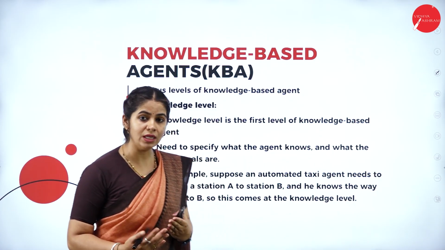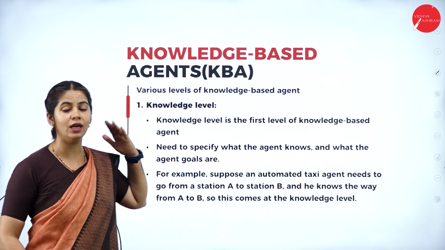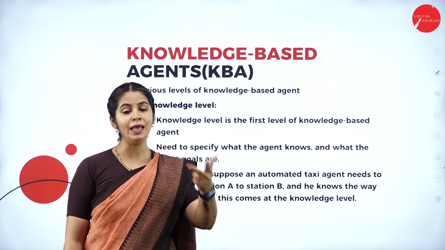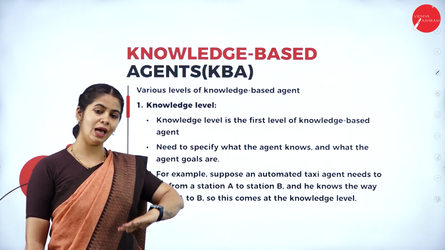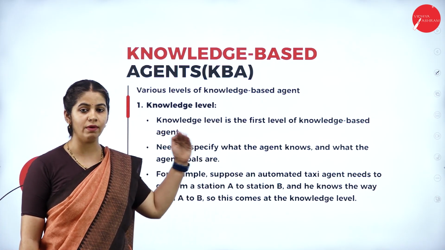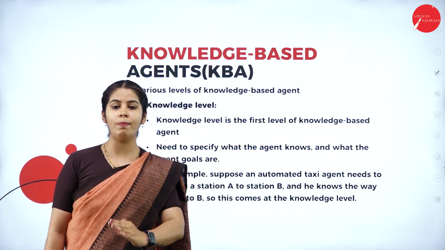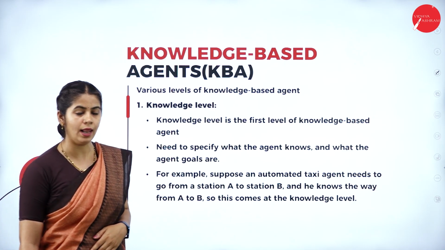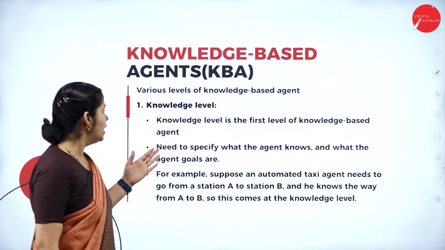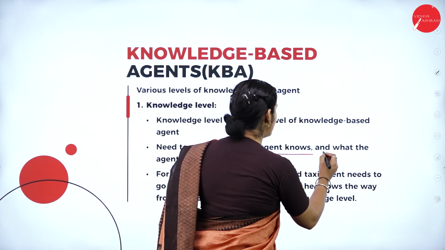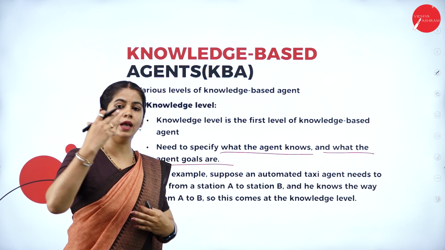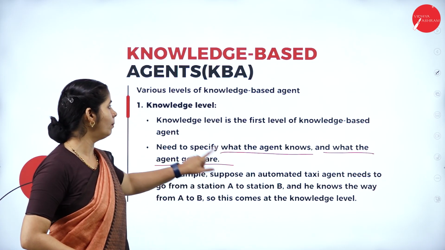Next, we have different levels in the knowledge base agent. What are the different levels the knowledge base agent works on? First is the knowledge level, then the logical level and the implementation level. As we said: tell, ask and perform. Telling is the knowledge level, ask is the logical level and perform is the implementation level. So let us see what the knowledge level is. The knowledge level is the first level of the knowledge base agent. We need to specify what the agent knows and what the agent's goals are. What you know and what you are trying to do must be known at the knowledge level.